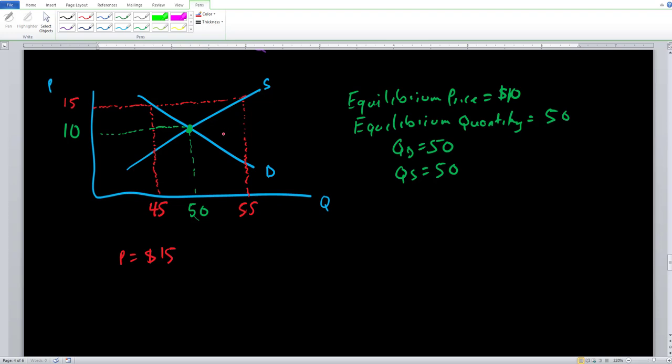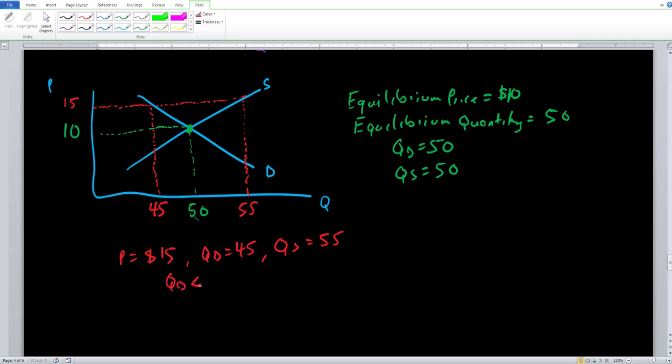And this, once again, makes economic intuition. This makes economic sense according to the law of demand and law of supply. With a high price, consumers are not going to be buying as much, but with a high price, suppliers are going to be supplying a lot. So here we have QD equal to 45, and QS equal to 55. This tells us that we are not in equilibrium because QS does not equal QD. In fact, QS is bigger than QD.